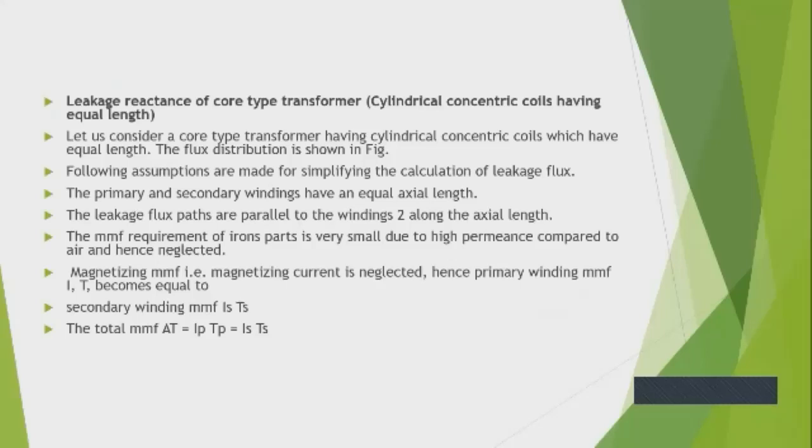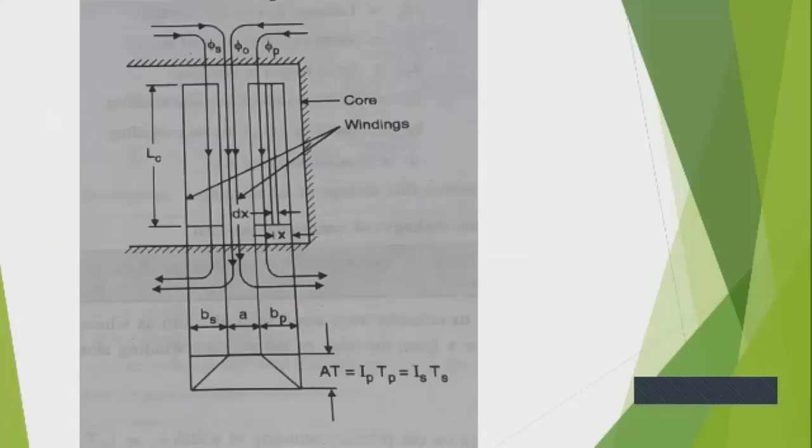Now, leakage reactance of core type of transformer. From the figure, the primary and secondary windings have an equal axial length. The leakage flux paths are parallel to the windings along the axial length. The MMF requirement of iron part is very small due to high permeance compared to air and hence neglected. Magnetizing MMF, that is magnetizing current, is neglected.